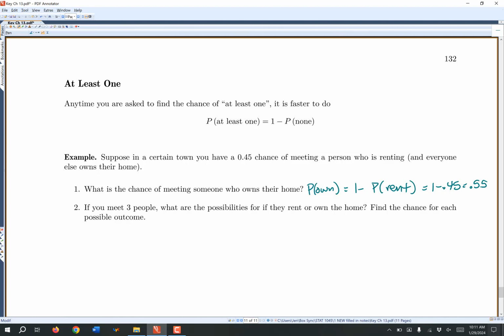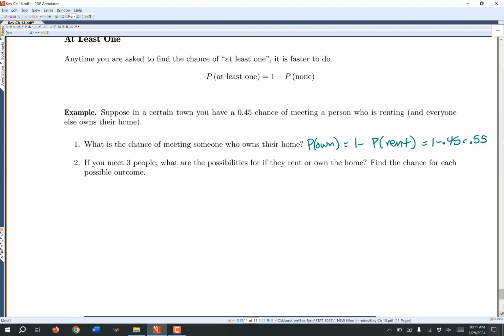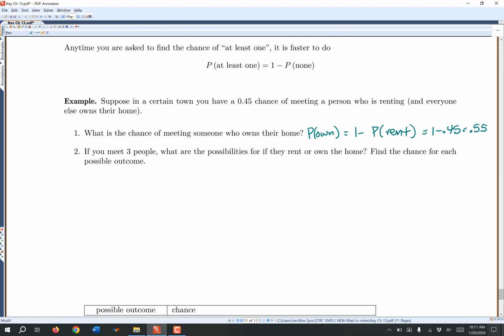If you meet 3 people, what are the possibilities for whether they rent or own their home? And we want to find the chance for each possible outcome. I'm not going to teach you in this class how to do these tree diagrams, but they are useful if you ever have to list out all of the outcomes. You don't have to understand or reproduce what I'm doing. It's just helping me make sure I don't lose any outcomes.